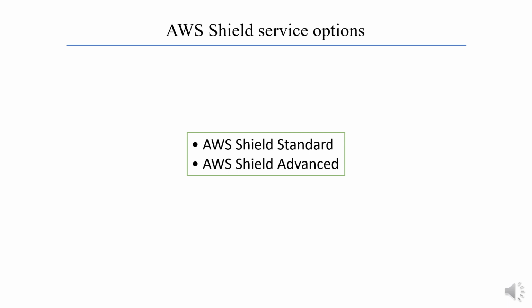AWS Shield Advanced. AWS Shield Advanced is an optional paid service. It provides additional protections against more sophisticated and large attacks from Layer 3 to Layer 7. Examples of protected resources are as follows: applications running on Amazon Elastic Compute Cloud (EC2), Elastic Load Balancing (ELB), Amazon CloudFront, AWS Global Accelerator, and Amazon Route 53.